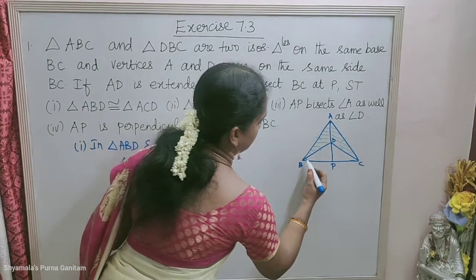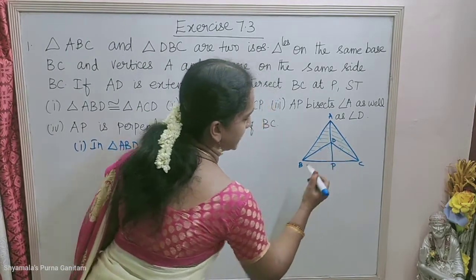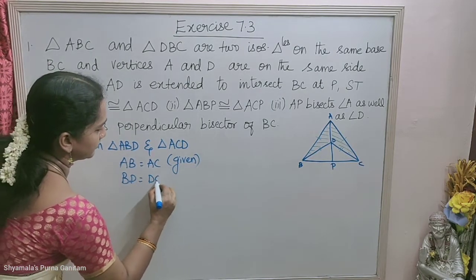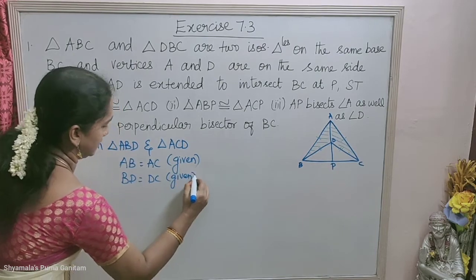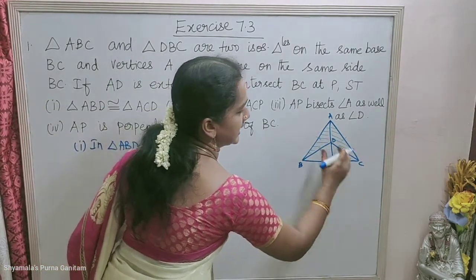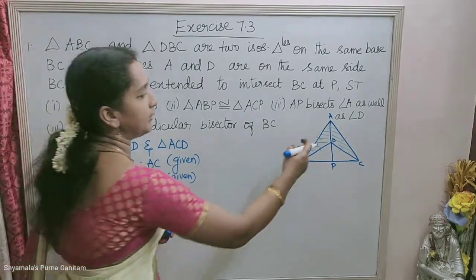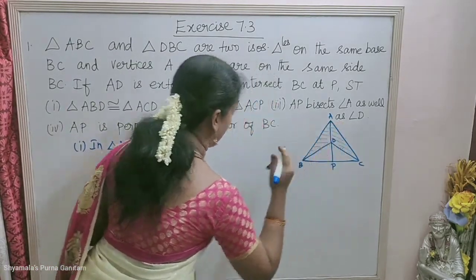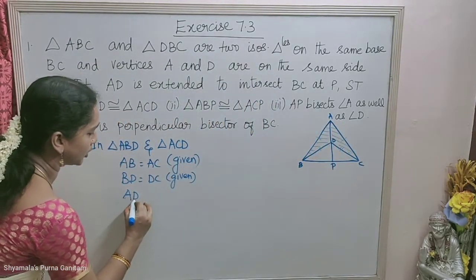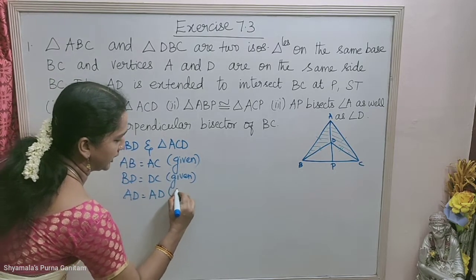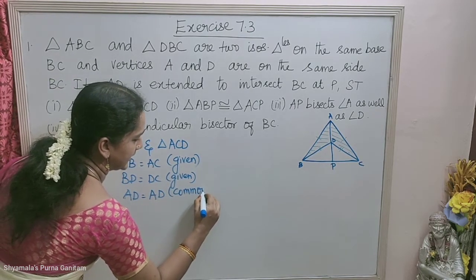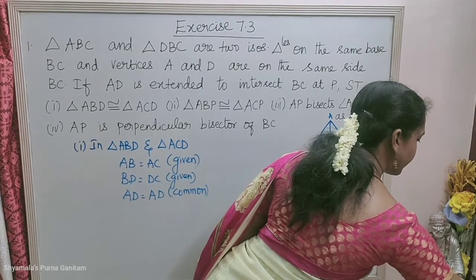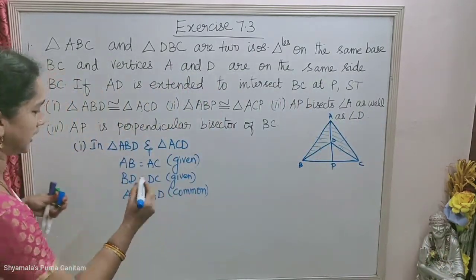Then the next equal part is BD equal to CD. That is also given in the question, because DBC is an isosceles triangle, so DB is equal to DC. Then AD: AD is common to both the triangles. So AD is equal to AD, that is common.